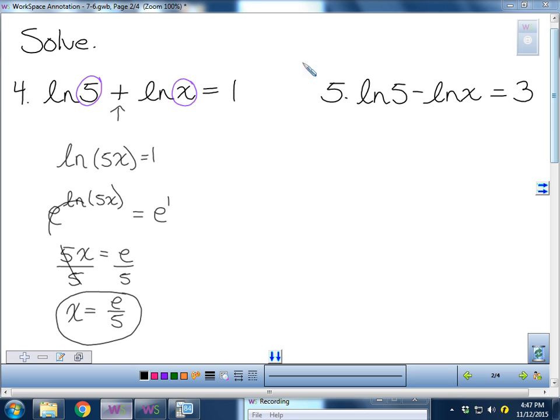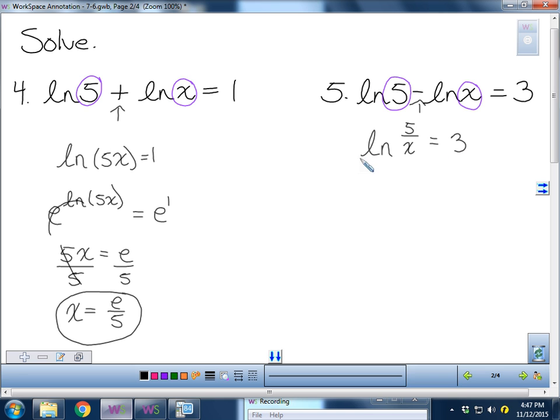All right, so let's take a look at number 5 over here. I have 2 natural logs that I am subtracting, and when you subtract, just like with a regular log, you will divide the first non-base by the second non-base to condense it down into one log. So I'll have natural log of 5 divided by x equals 3.